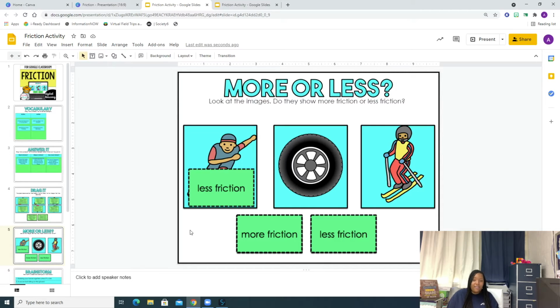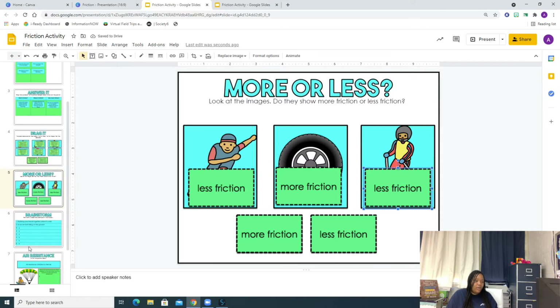Then we have a tire. Remember what I stated on that last slide. Between the tire and the road, there's friction so that cars aren't speeding all over the place. That would be, again, very dangerous. So I'm going to go with more friction. And then we have someone here who is skiing. Remember I talked about that slippery snow? You want less friction when you're trying to ski because you want to be able to move quickly and efficiently. So that is, again, less friction.